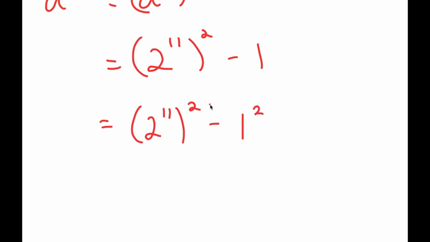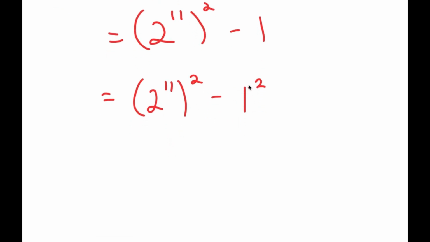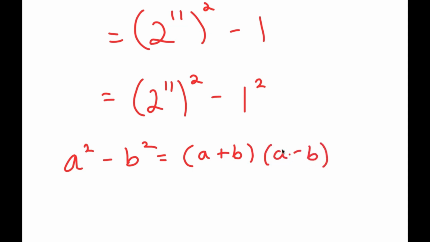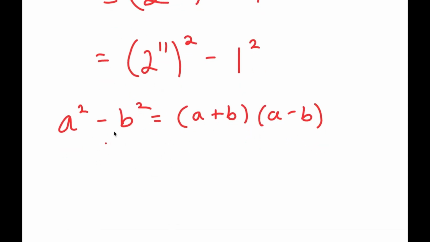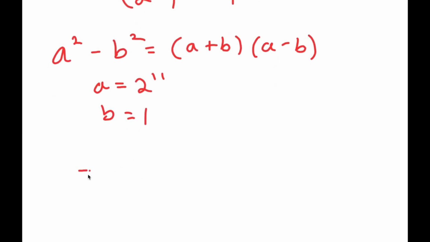Now the reason I did that and rewrote 1 as 1 squared is because now I can use the property a squared minus b squared is equal to a plus b times a minus b. So just to clarify, a is 2 to the power of 11 and b is 1. So now I get 2 to the power of 11 plus 1 times 2 to the power of 11 minus 1.